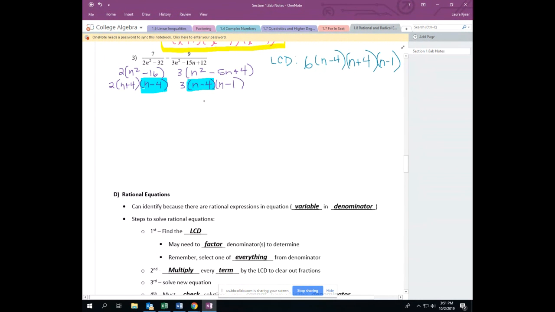Now when I go through and try to compare denominators with the LCD, the monomial pieces get compared together and the binomial pieces get compared. So I begin with the 2 and comparing it to the 6. To make a 2 into a 6, I need to bring in a 3. Also, I am missing one of the binomial pieces from the LCD. I have the plus 4 and the minus 4. I am missing the n minus 1. That's hard to read.